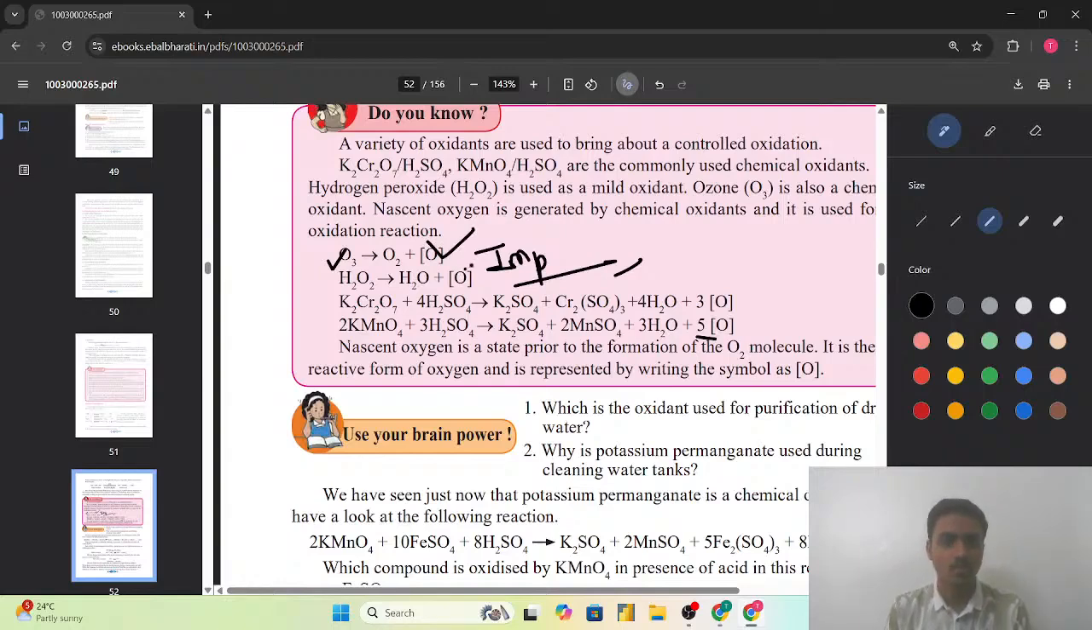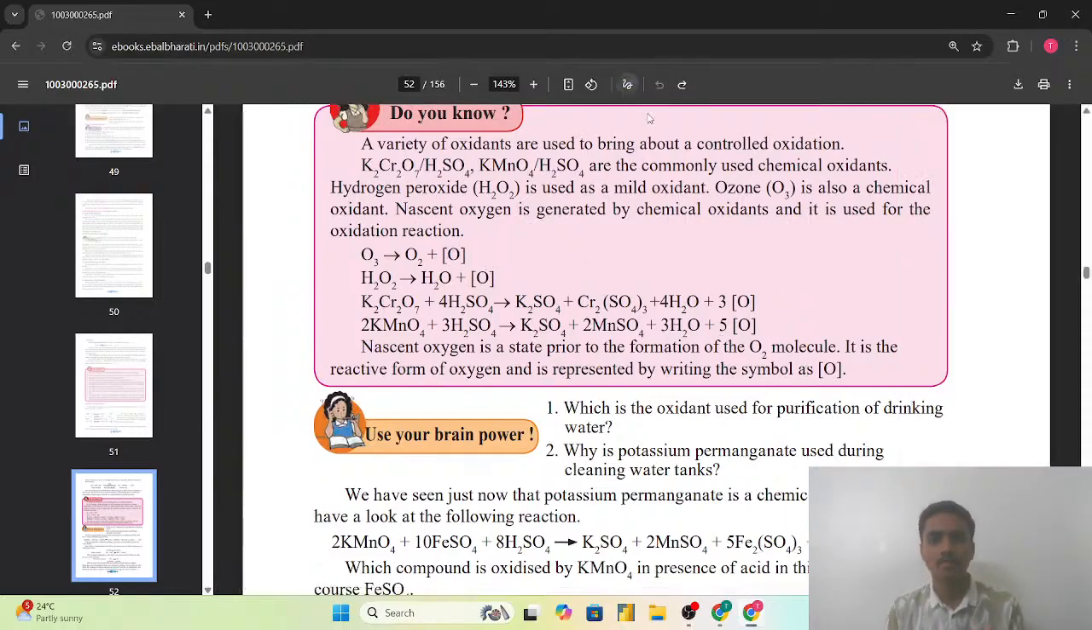So one nascent oxygen here, one nascent here, three molecules of the nascent oxygen, five molecules of the nascent oxygen. So this is the one part which we have to keep in mind. We have to remember this.